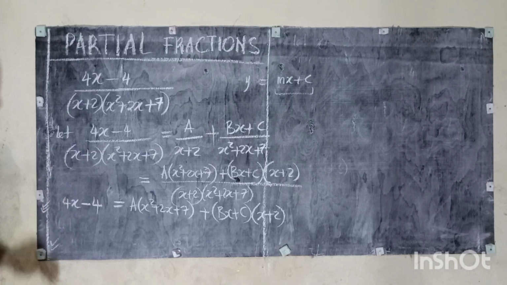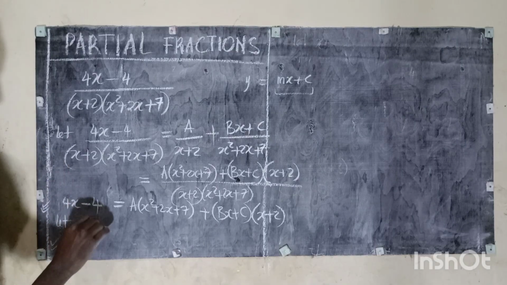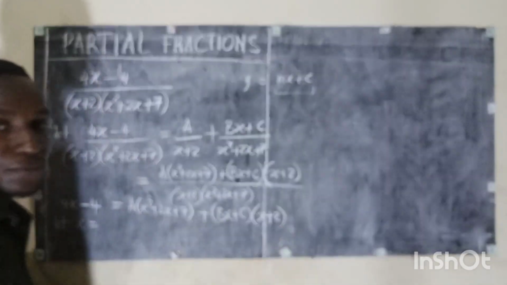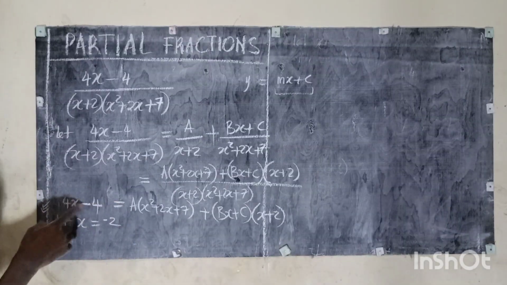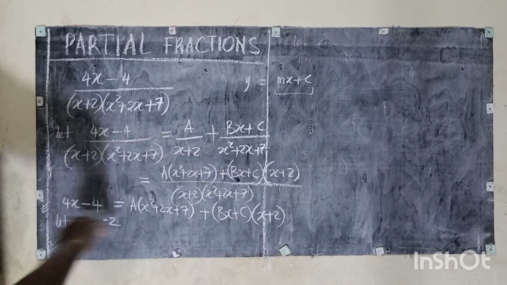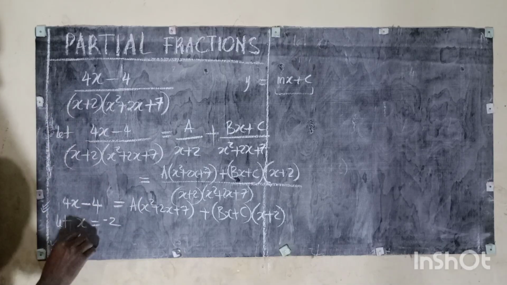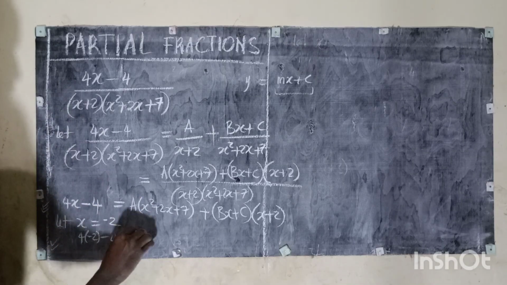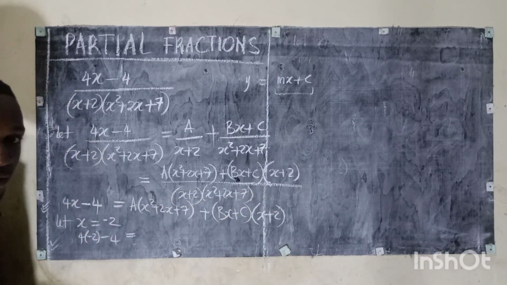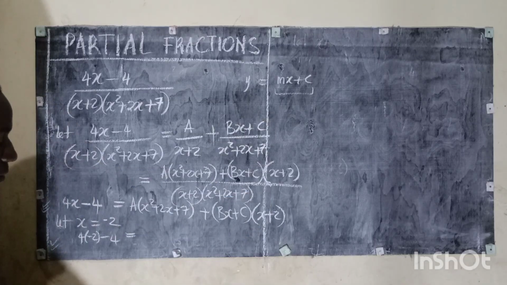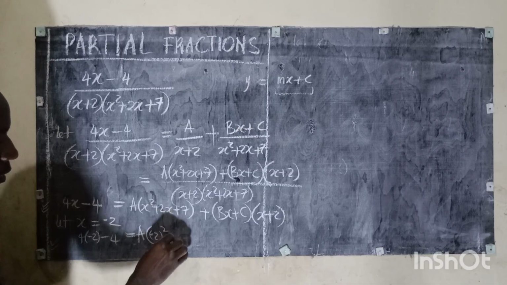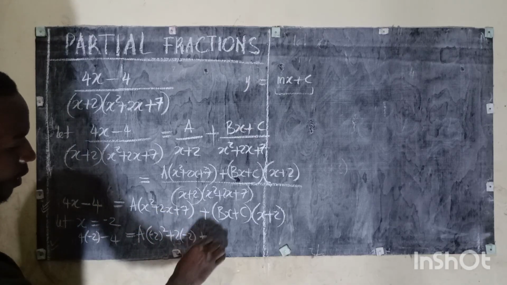So reaching this stage again, it is where we let different x values. So I can let x to be a negative 2. So you substitute, wherever you're seeing an x, you substitute the negative 2. So this will be 4 into negative 2 minus 4. I want to write this because it is turning into a 0, which is as good as nothing. So this is a into negative 2 squared plus 2 into negative 2 plus 7.